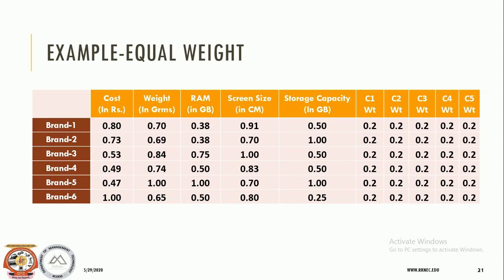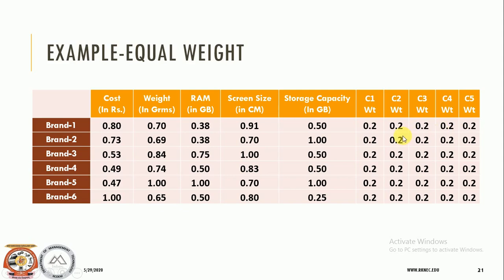So here in this particular example, for the sake of simplicity and understanding, we have used the simplest and easiest method, the equal weight method. This means the 5 criteria have equal weight: 0.2, 0.2, 0.2, 0.2, 0.2. The sum of all these weight values is equal to 1.